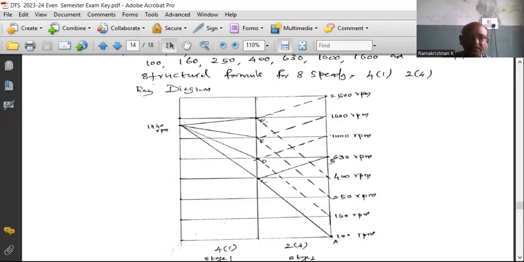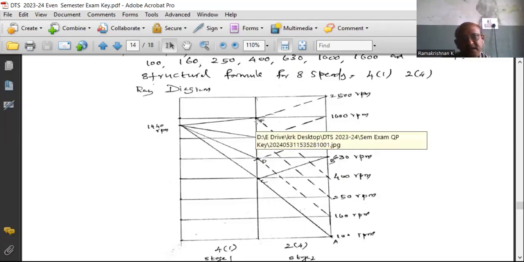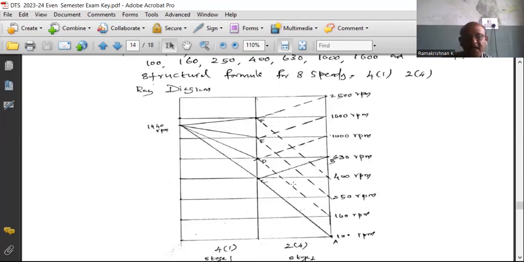Now from F, you draw a dashed line parallel to the CB. Again, similarly from E, similarly from D. Again, you draw from E, F with 400 RPM parallel to the line CA. It is also applicable for E and D. Now, after drawing all the dashed lines and solid lines, ensure all the speeds are marked. If so, the diagram is correct. Now we have completed the speed diagram.